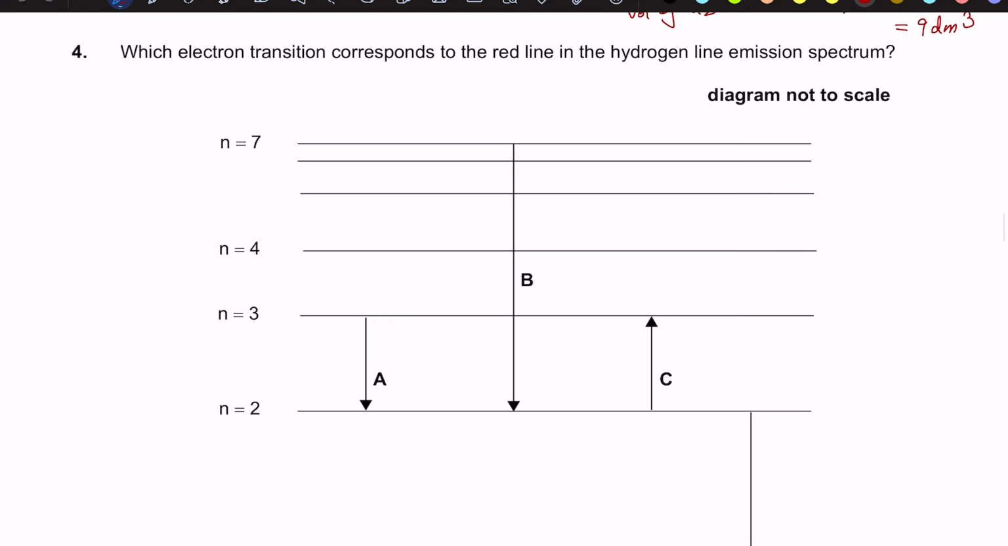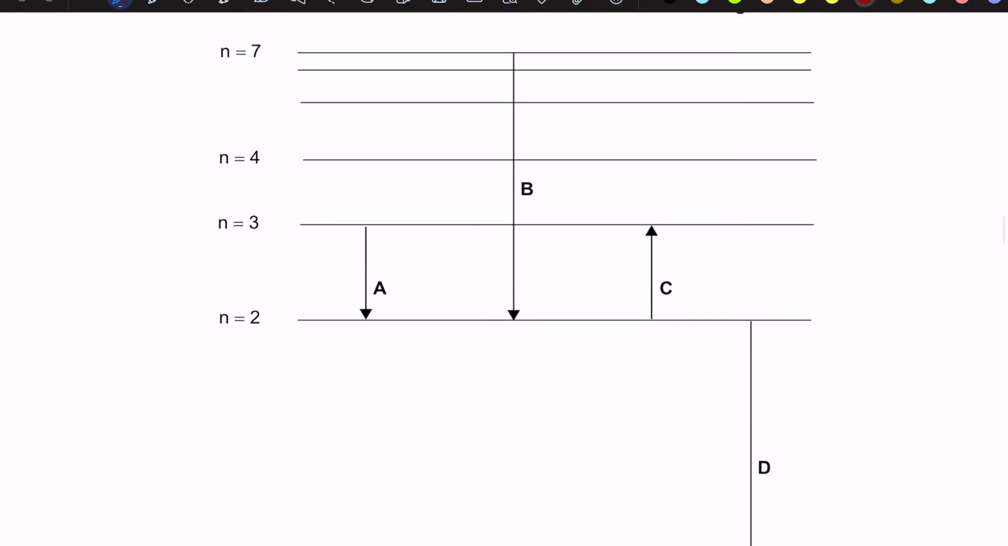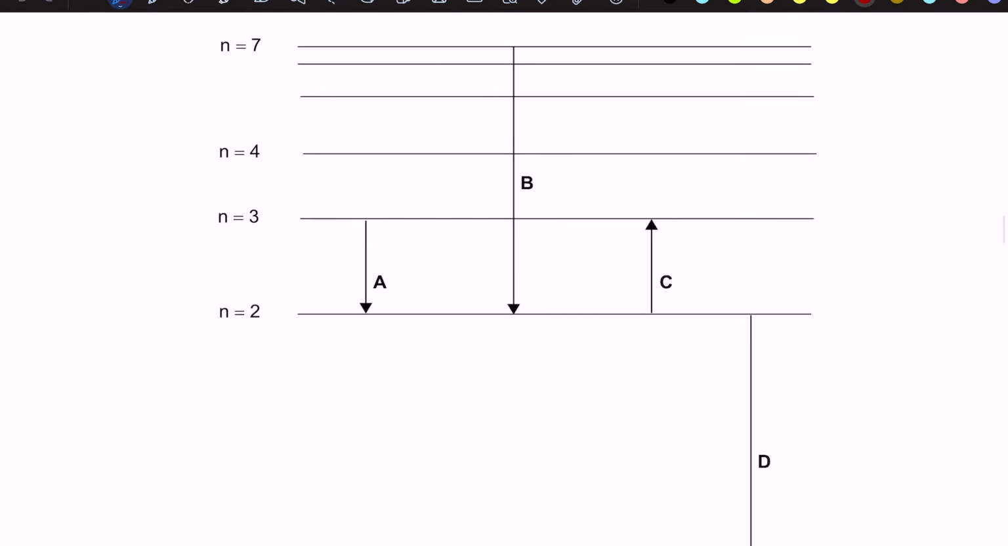Question 4 is about the electron transition that corresponds to the red line in the hydrogen emission spectrum. It says emission spectrum, right? Not absorption. Now here you have these options. First I can eliminate option C, because option C corresponds to the absorption spectrum. If an electron absorbs energy, then only it jumps from lower energy to higher energy shells. If an electron emits a photon, then it will be coming from a higher shell to a lower shell basically.